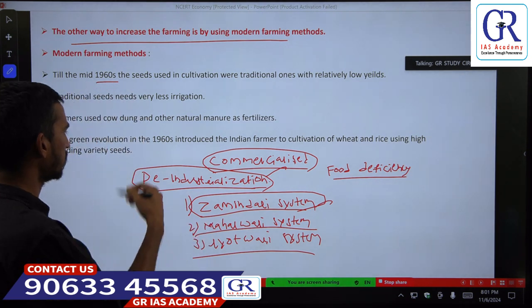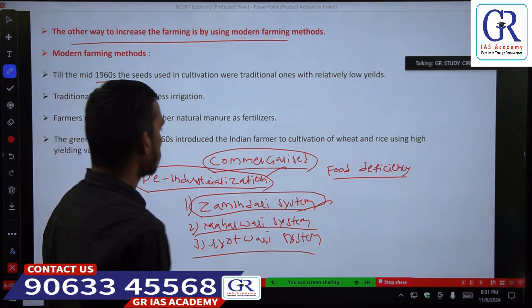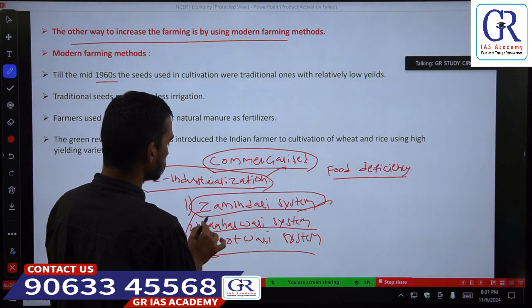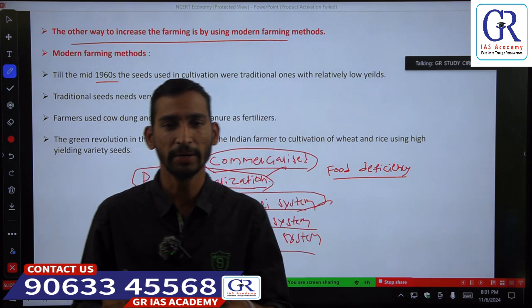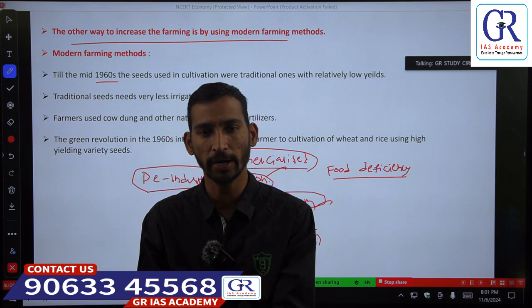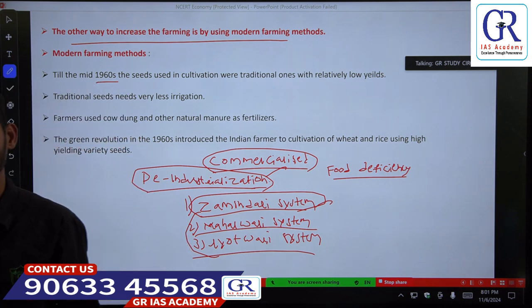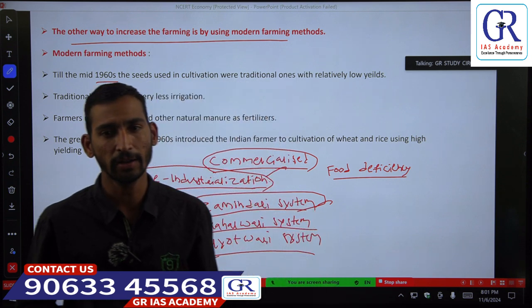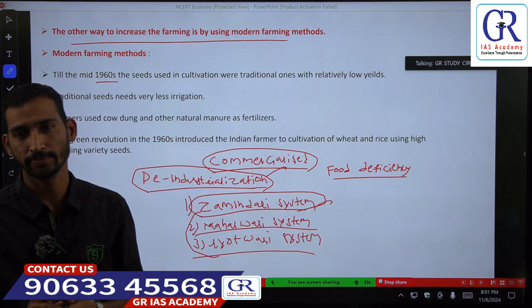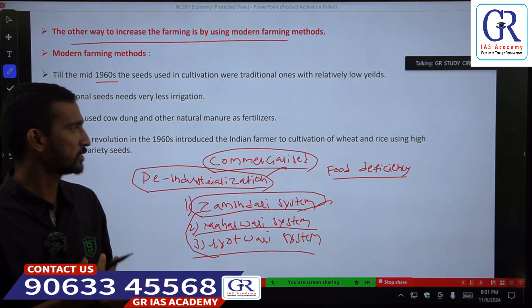In further classes we will discuss the Zamindari, Mahalwari and Riyatwari systems very deeply. But here, in all these cases, the Britishers divided the land into very small parts and distributed it to the farmers. Due to this fragmentation of land, that means dividing it into small parts, the production and productivity levels fell in the country. So it is very clear for you.